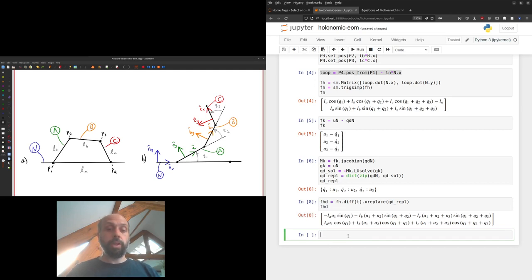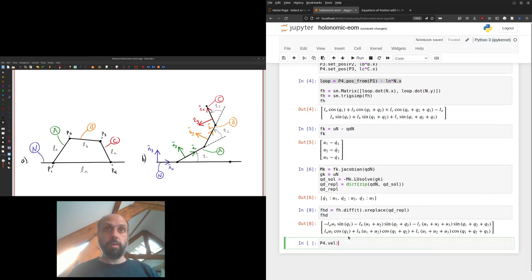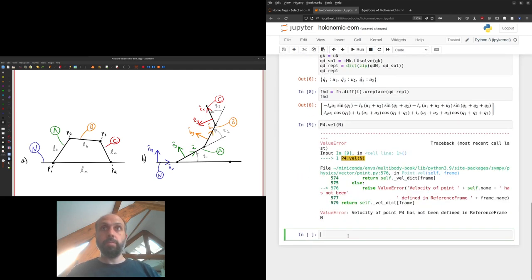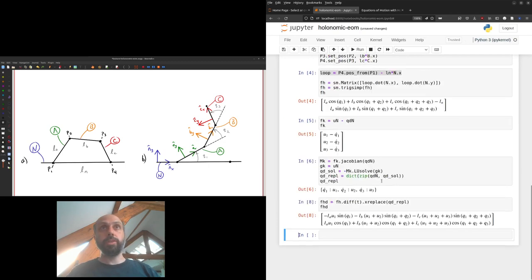And we could even check that. If I did P4.vel in N, if I can type it. I haven't defined any velocities yet, so never mind on that. Check it later.